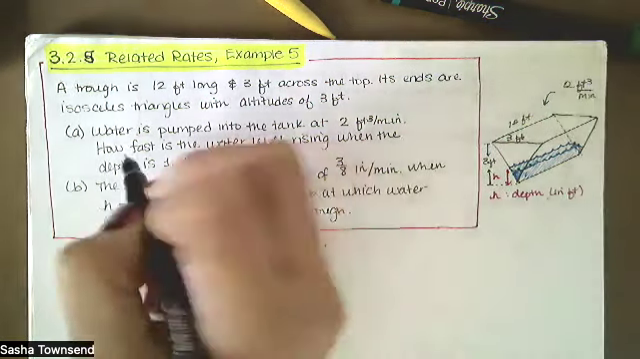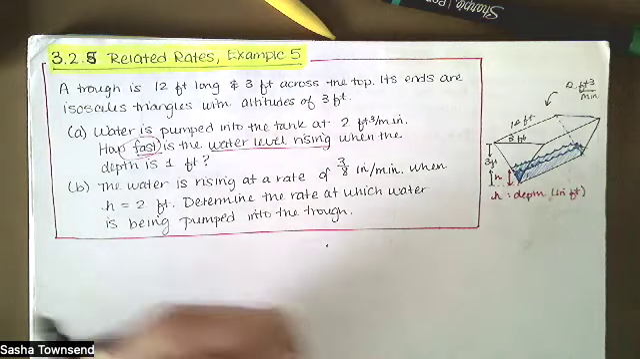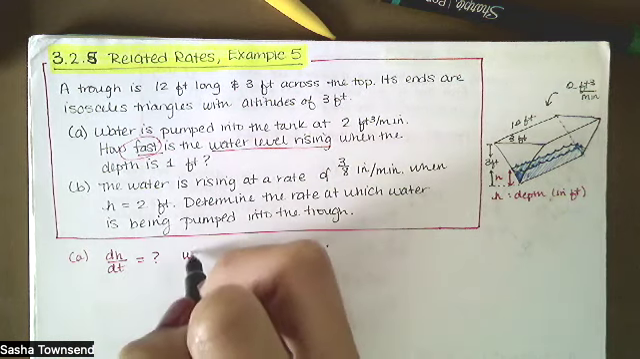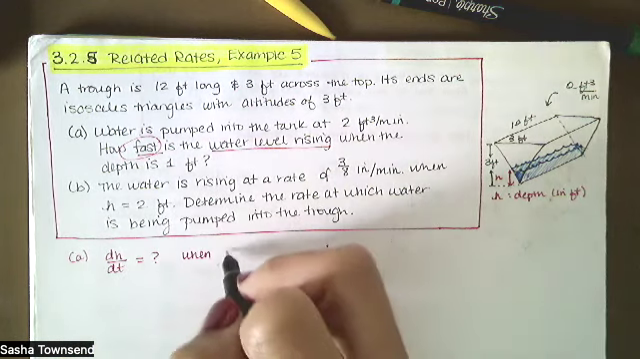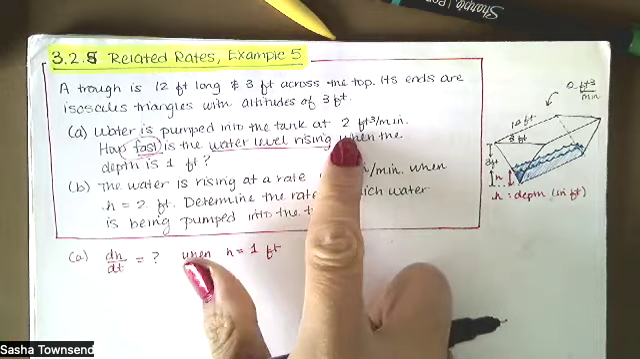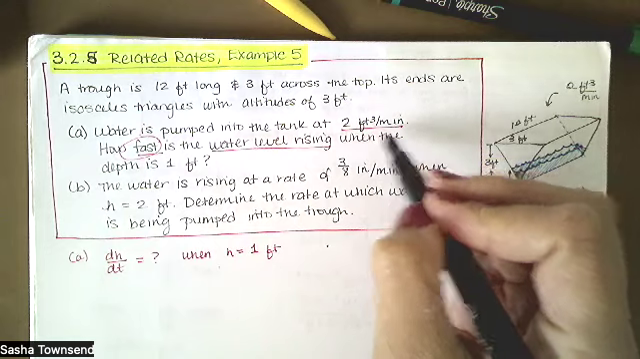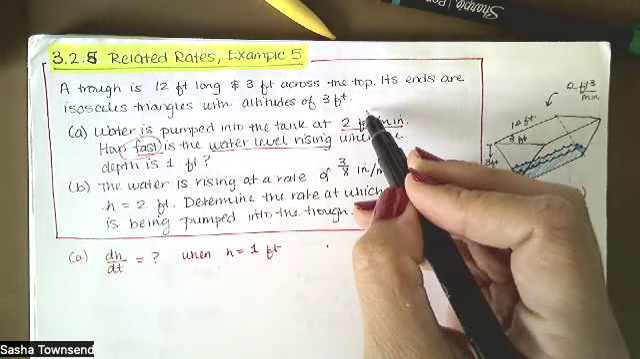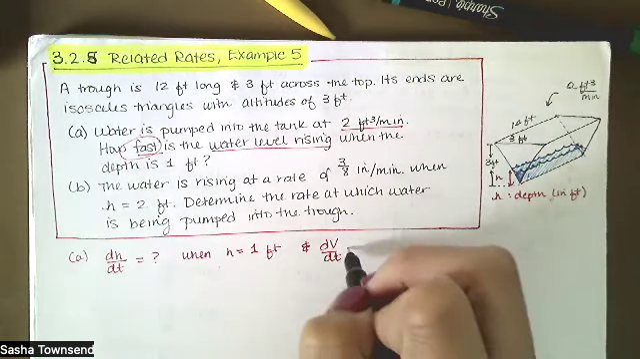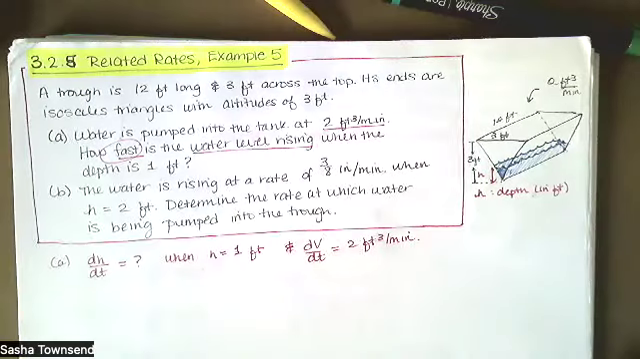Okay, so we want to know how fast the water level is rising. How fast is a rate of change? So in part A, they're asking us for dh/dt when the depth is 1 foot. Depth is being represented by h. And we know that the water is pumped into the tank at 2 cubic feet per minute because of the units. This number of cubic feet per minute indicates that we're talking about a rate of change of volume with respect to time. So this should be relatively easy to find.